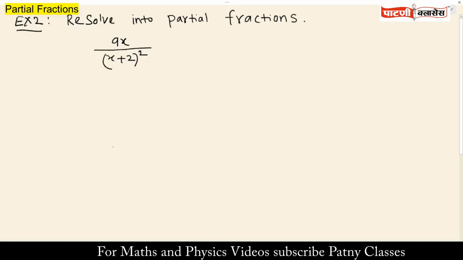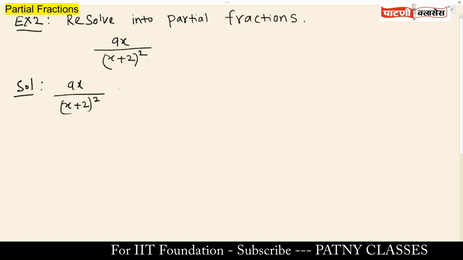Example 2, resolve into partial fractions 9x upon (x plus 2) whole square. Solution. Here the basic steps are as it is, but in the denominator a square is there. Therefore, partial fractions will become a upon x plus 2 plus b upon (x plus 2) whole square.